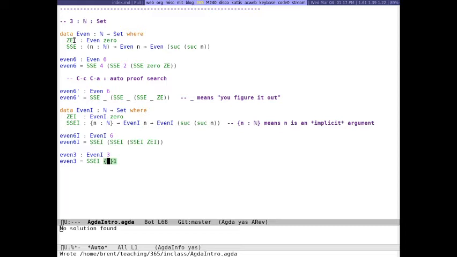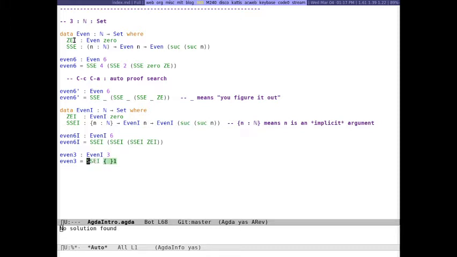So you said you're doing autocomplete. I know that Control-C, Control-A is the whole filling one. Is that the same? Yeah, that's what I meant. Okay. So I did that. Let's do Control-C, Control-A, and it just says no solution found, right?